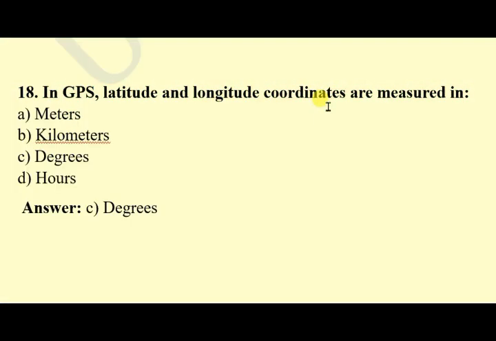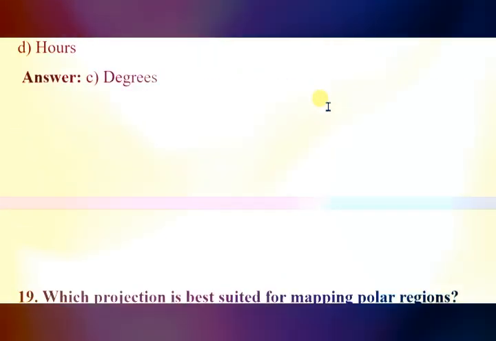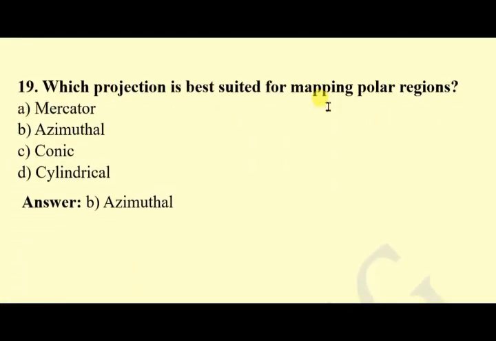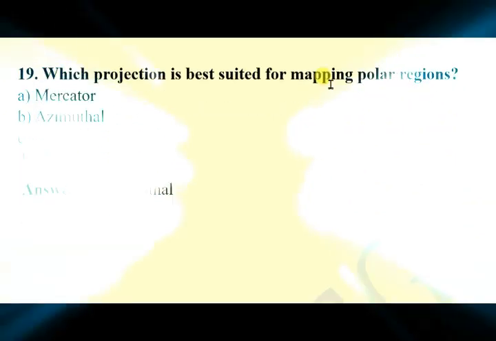It is also meters, kilometers also, but the perfect answer will be the degrees. Question number 19. Which projection is best suited for mapping polar regions? Mercator projection, azimuthal projection, conic projection, cylindrical projection. Here the right answer will be azimuthal projection, is best suitable for polar regions.